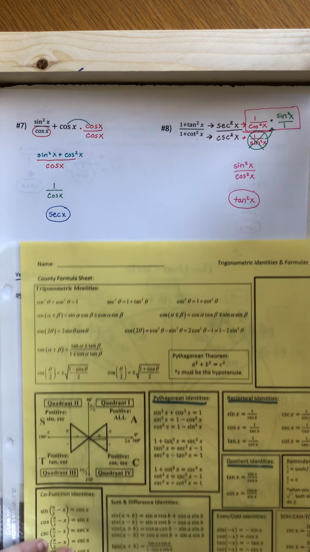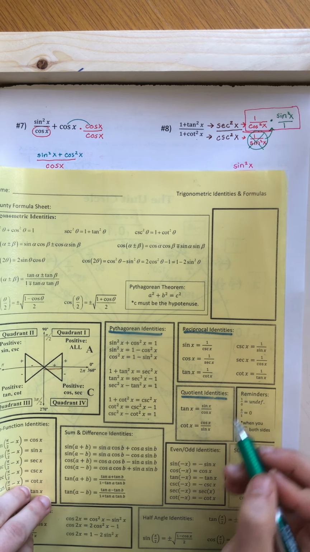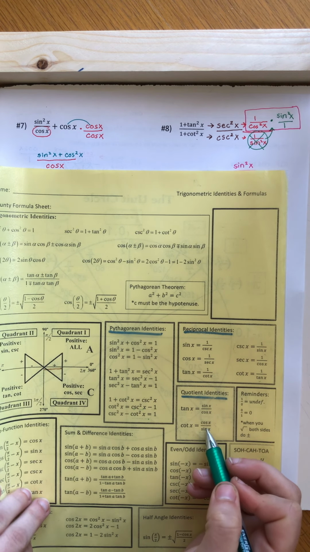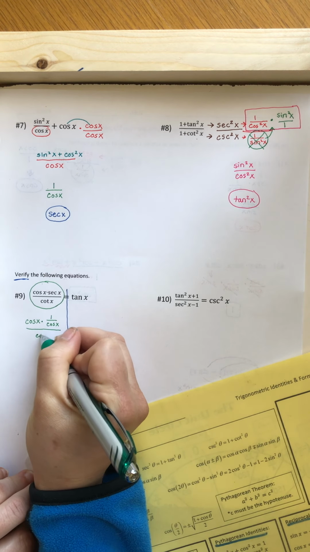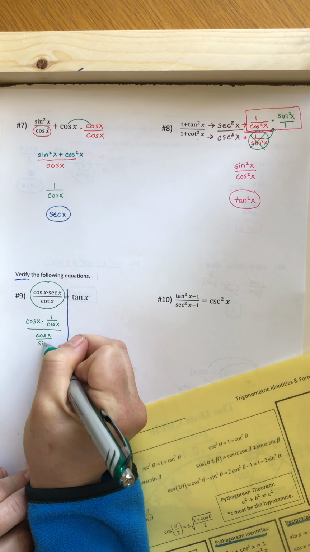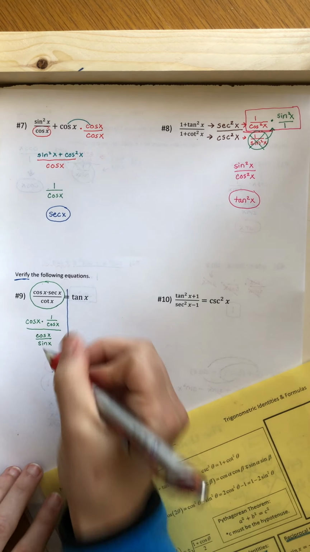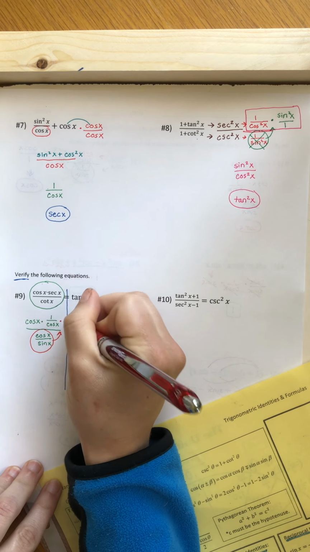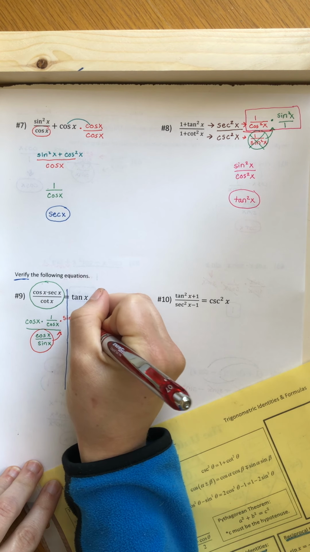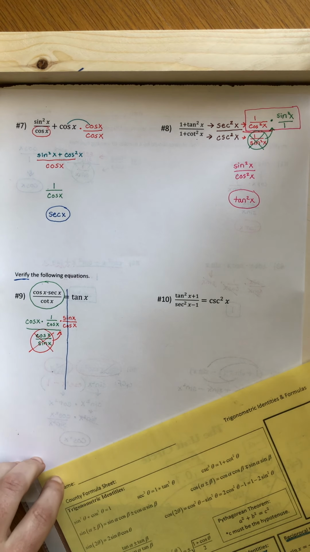Cotangent, we don't want to use the reciprocal because that doesn't have sines and cosines in it. We want to use the quotient. So cotangent is going to become cosine over sine. So we're going to take our denominator and we're going to multiply by the reciprocal. We're going to get rid of what was in the denominator.